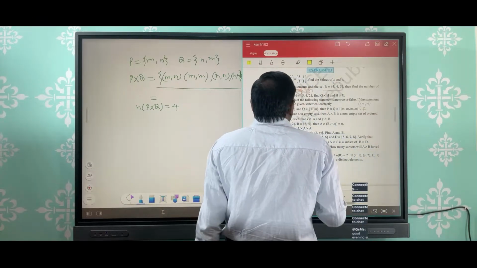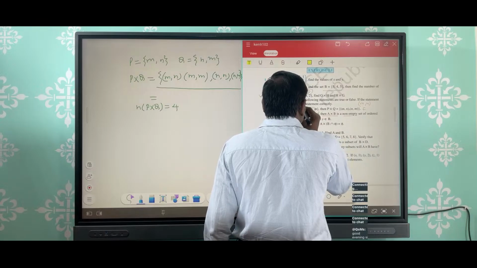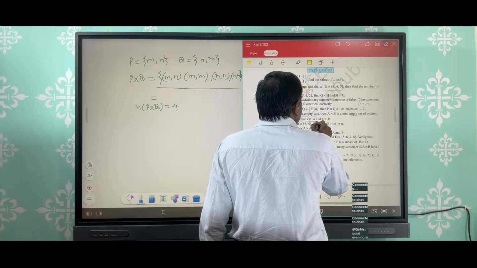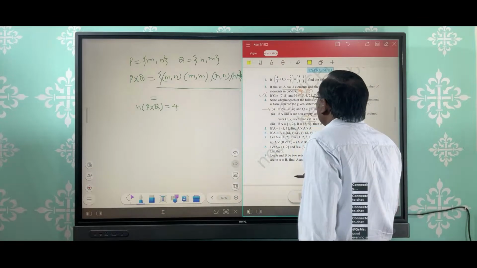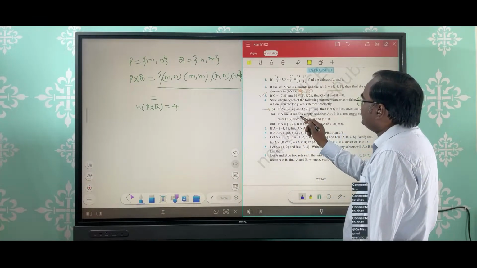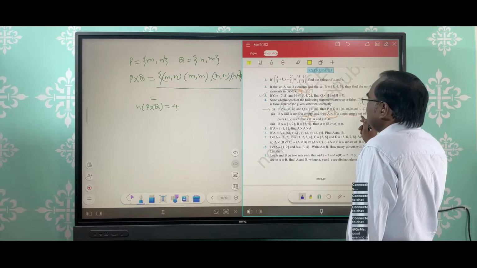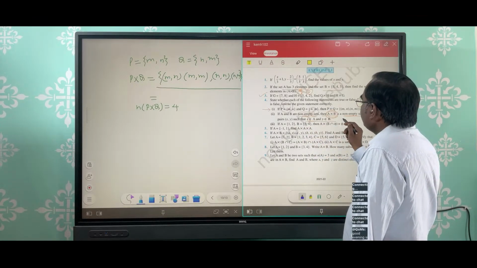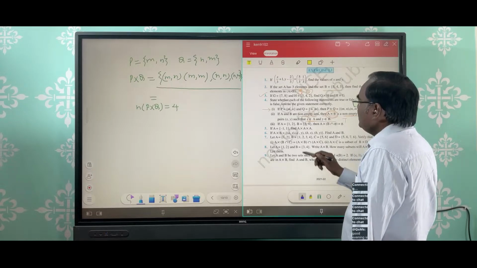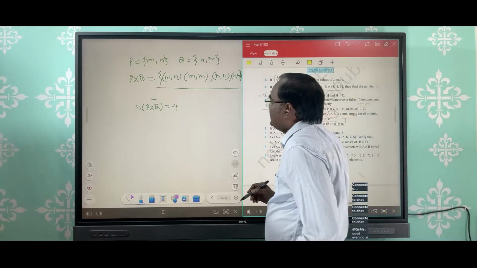If A and B are non-empty sets, then A cross B is a non-empty set of ordered pairs x, y such that x belongs to A and y belongs to B. Yes, sure. If A and B are non-empty sets, then their Cartesian product is a non-empty set of ordered pairs x, y, where x belongs to A and y belongs to B. That is the correct statement. True. Let us do question number 3.